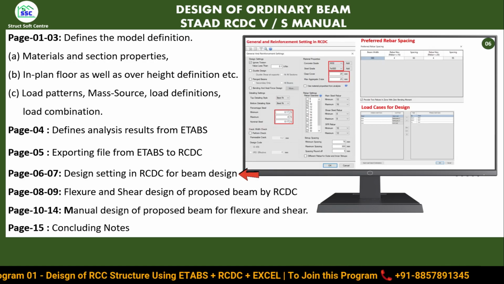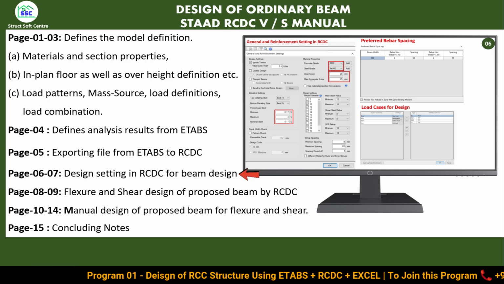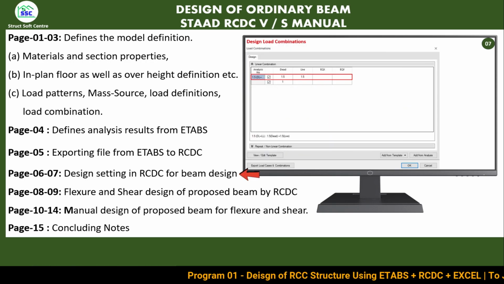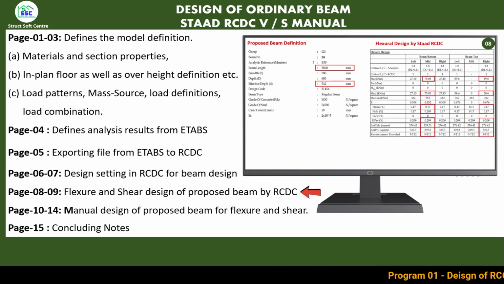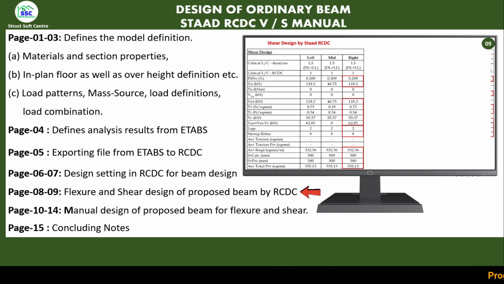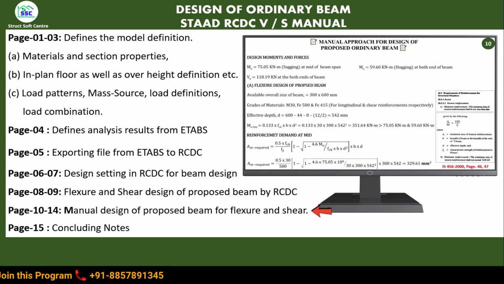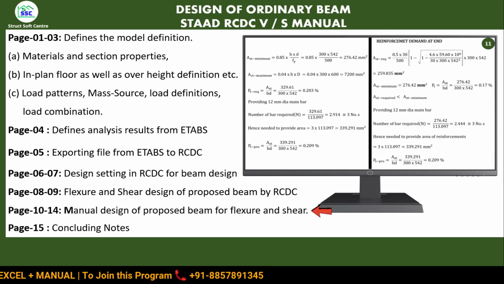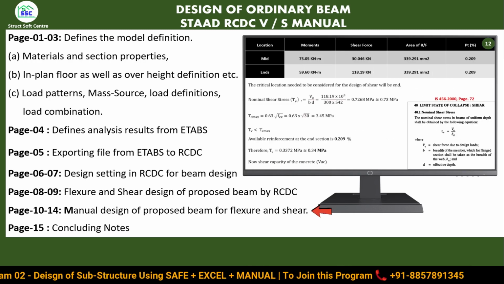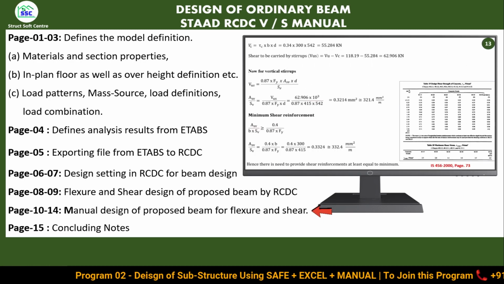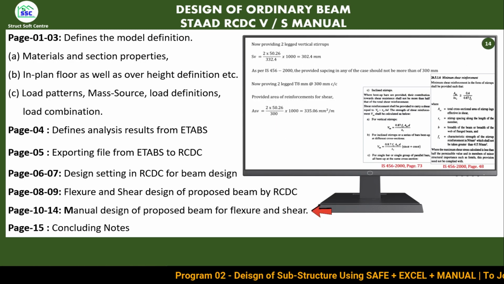Pages 6 and 7 will define how to set the definition in STAAD RCDC software for the designing of the beam element. Pages 8 and 9 will define the flexure and shear design of the proposed beam by STAAD RCDC software. And from page 10 to 14, we will see the manual design of the same proposed beam for flexure and shear, and thereafter we will compare the results of STAAD RCDC and the manual calculation.